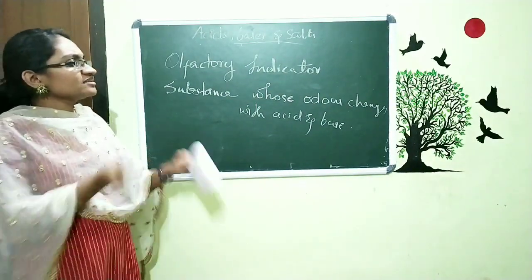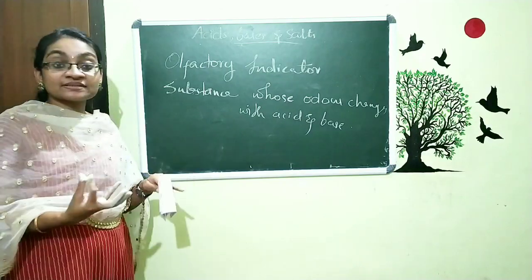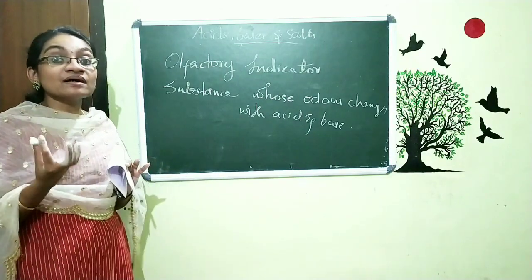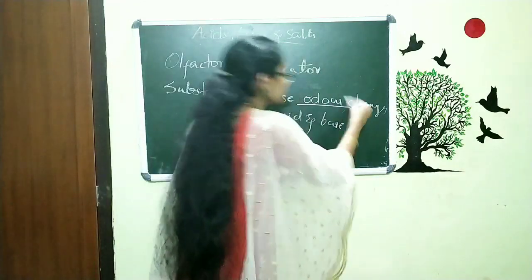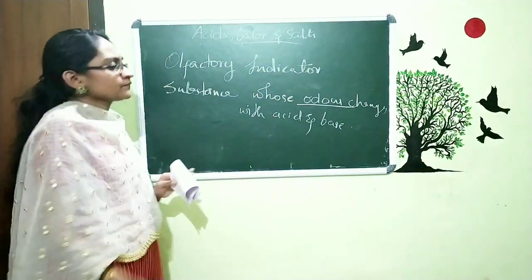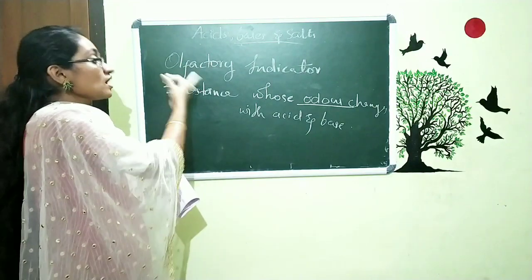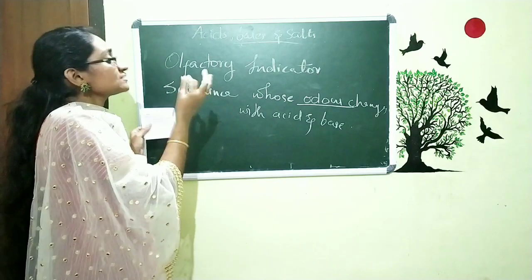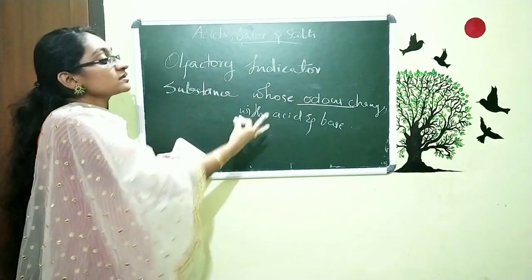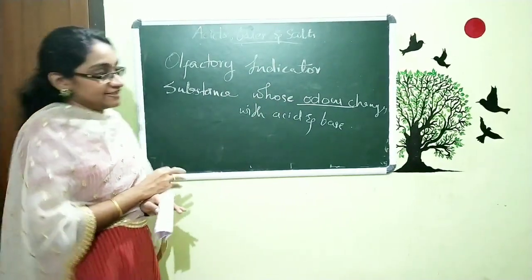What about natural indicators like litmus? There the change occurs with the color. Here the change occurs with the odor. Odor means smell. So this is what an olfactory indicator is. Olfactory indicator means the substances whose odor changes with acid and base.